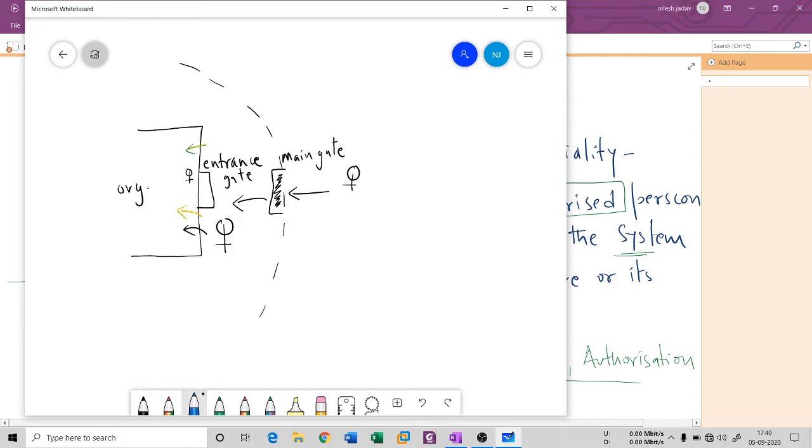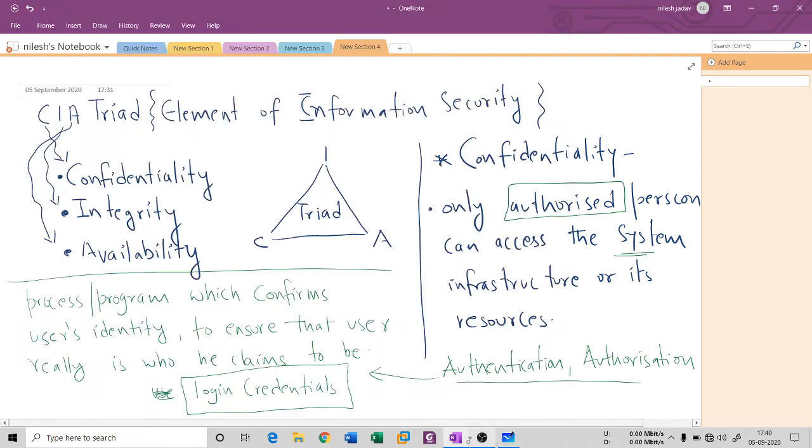If you show them the credential like an ID card, then this security guard will tell you that you can enter. So this process from this entrance gate to enter into this organization is nothing but authentication, because you are telling them with your credential that I am this, and let me enter into the system. This is authentication, a simple thing.